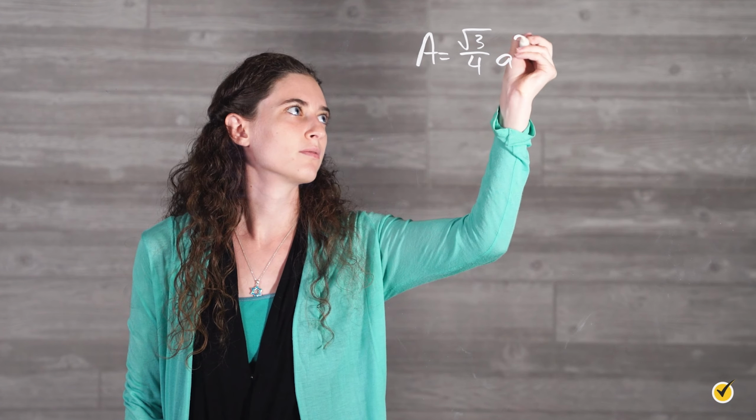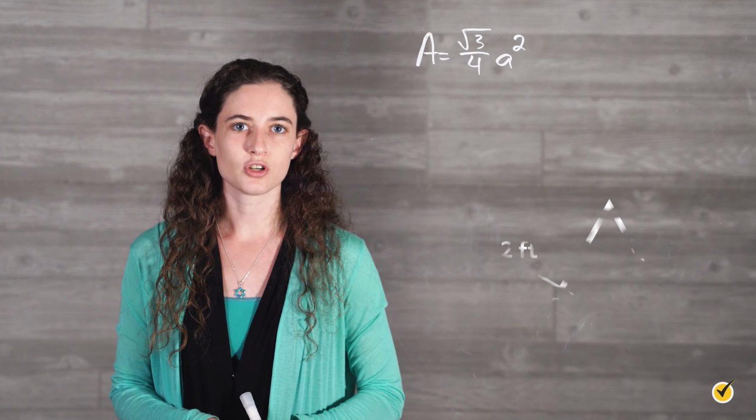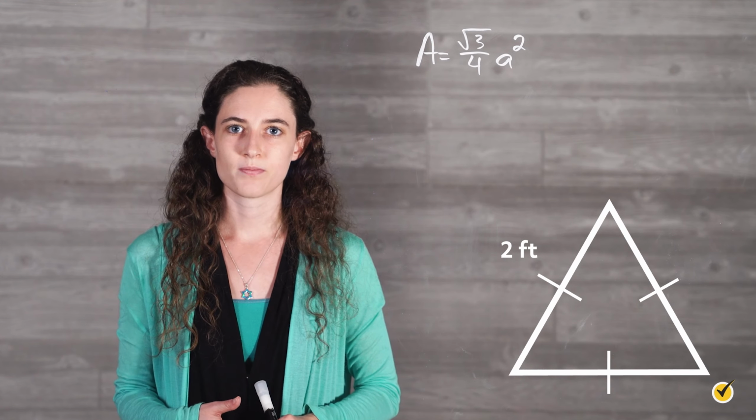The last formula we're going to look at is the formula for an equilateral triangle. This formula is A equals root 3 over 4 times A squared, where A is the length of one of the sides. Let's look at a couple of examples. What is the area of an equilateral triangle with a side length of 2 feet?